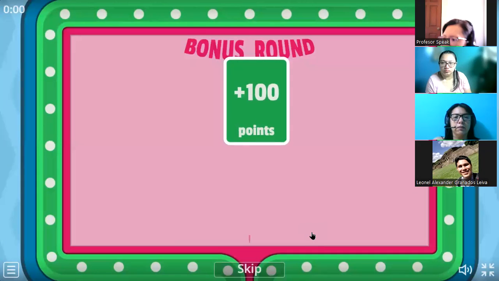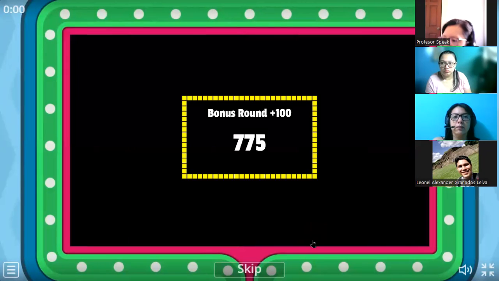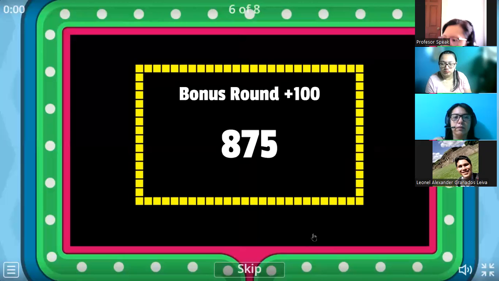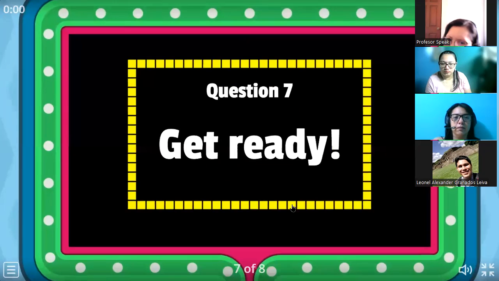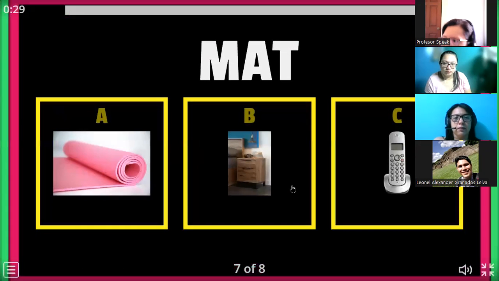Está bonito el juego, teacher. Sí. Para recomendarlo aquí. Sí, eso es en internet. Sí. Créanme que ayer no pude estar en clase, pero ahorita letter A. Conseguí.